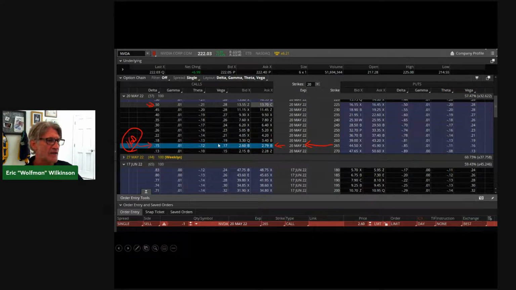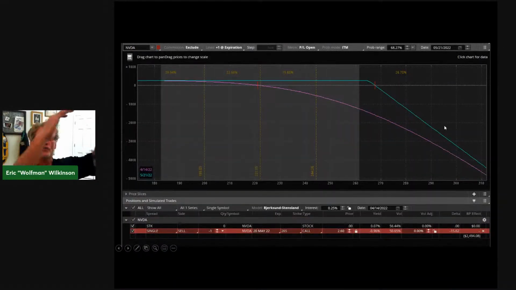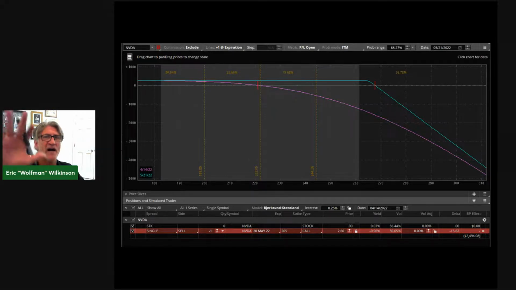So I look at this 16 delta, not quite the 16. I will default further out as well. And here is your risk reward on this. You're only going to collect $260 for every one contract you do. Probabilities of success are 85% here. 85% probability I'm going to keep $260. There's a 15% probability I could lose some money.